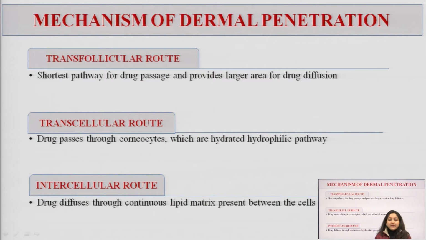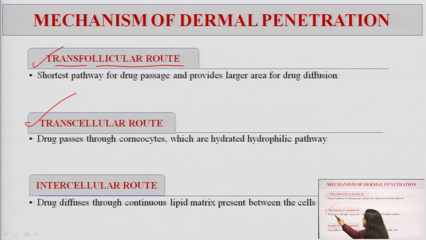So, the mechanism of dermal penetration occurs majorly by 3 routes. The very first route is the transfollicular route. Another type of mechanism of dermal penetration may occur from the transcellular route. Then the last mechanism of dermal penetration may occur from the intercellular route. We are going to understand these 3 different types of dermal penetration in a detailed manner.